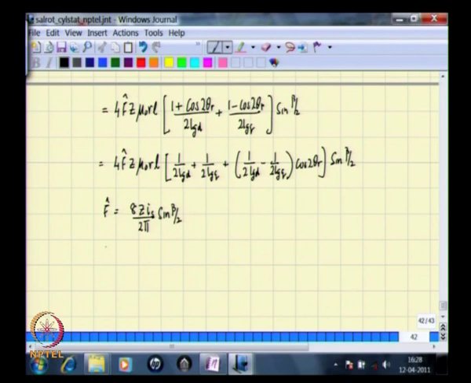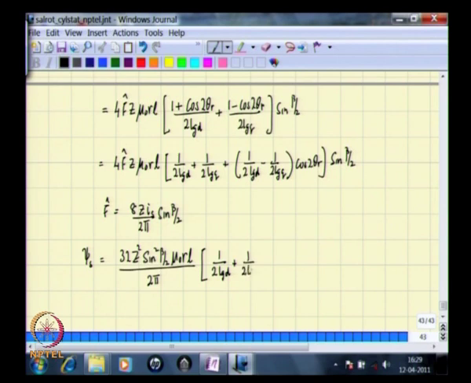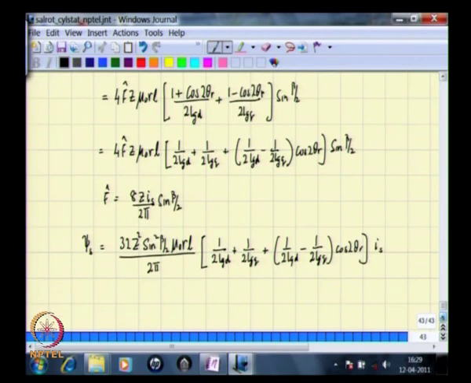and using this then what we have is psi s is nothing but 32 times z square sin square beta by 2 mu naught r into L divided by 2 pi into 1 by 2 L G D plus 1 by 2 L G Q plus cos 2 theta r multiplied by IS.